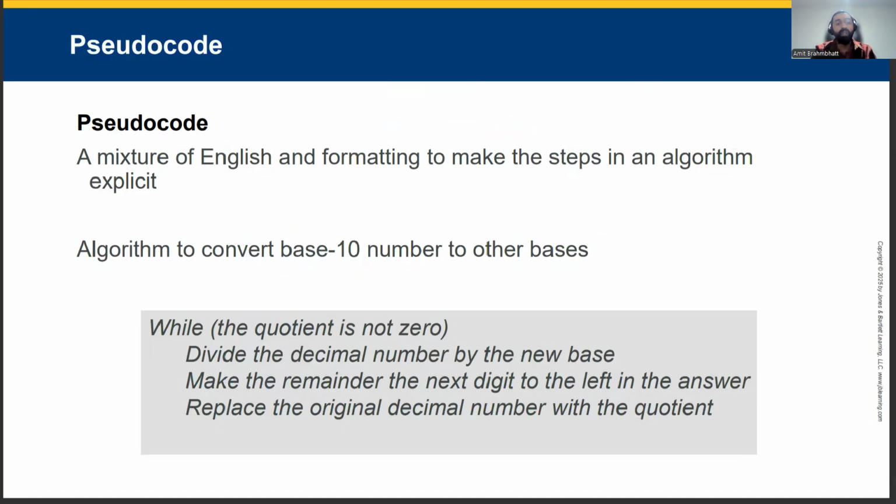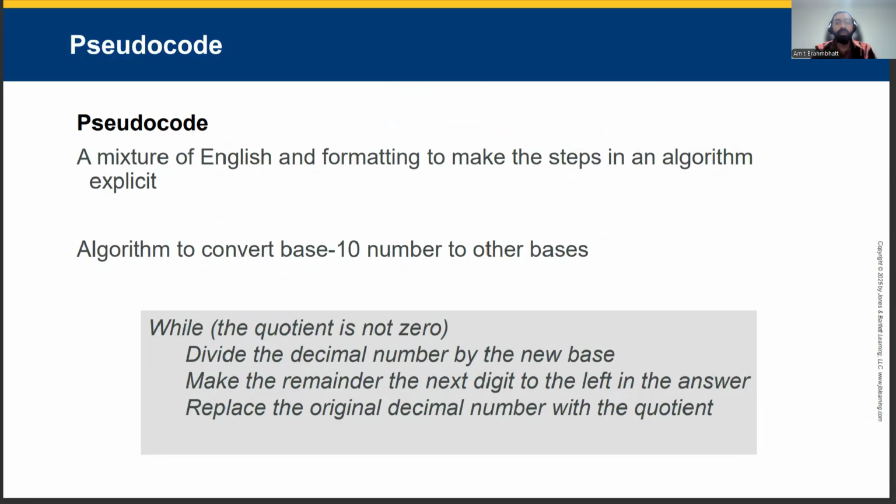Pseudocode. Pseudocode is a method for expressing algorithms using a mixture of English phrases and simple structural formatting. It's not a programming language, but rather a clear, consistent way to outline the steps needed to solve a problem.